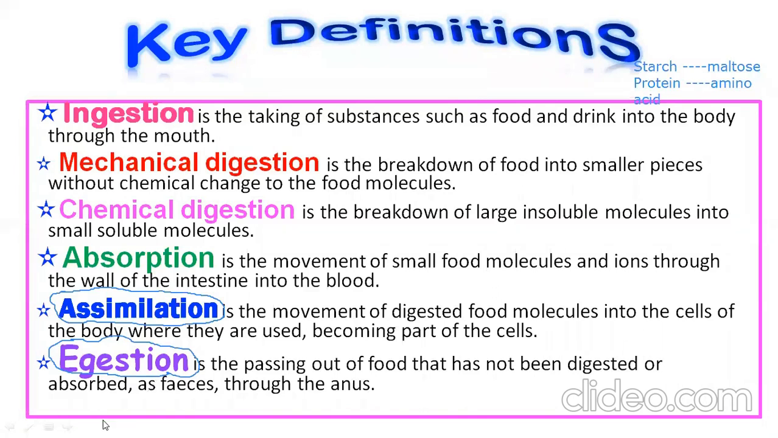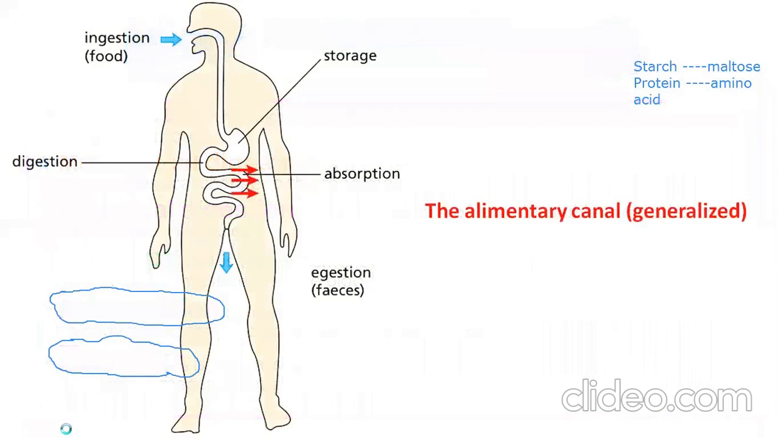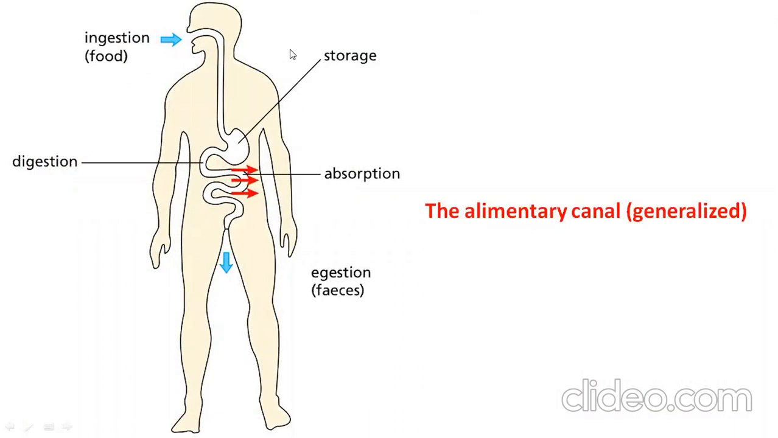Okay, now let me move toward another. Now you can see here, first of all, what is happening? All right, first of all, the process of ingestion. Ingestion, I told you already, is the intake of food, right? The food will now pass through the esophagus, which is also called the food pipe, and it will reach the stomach.